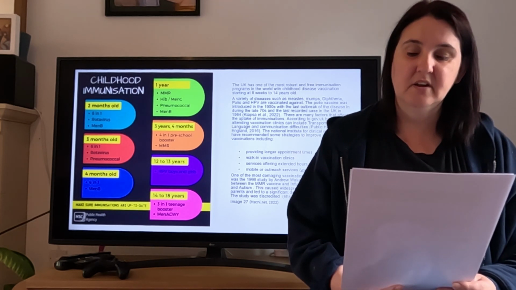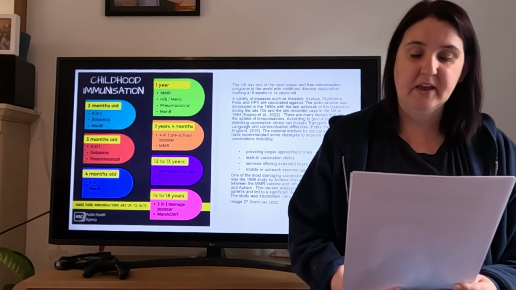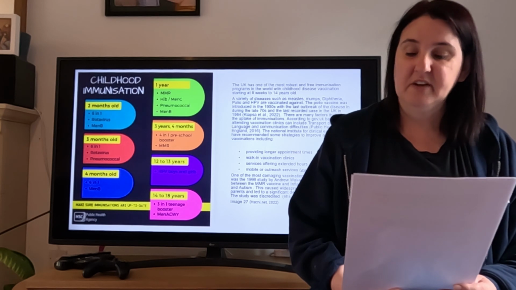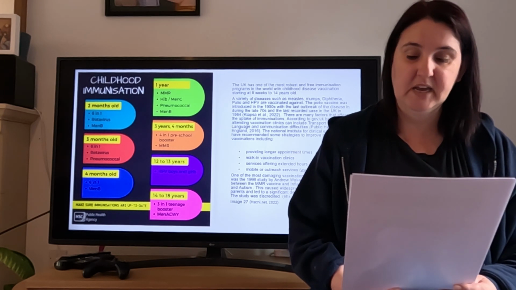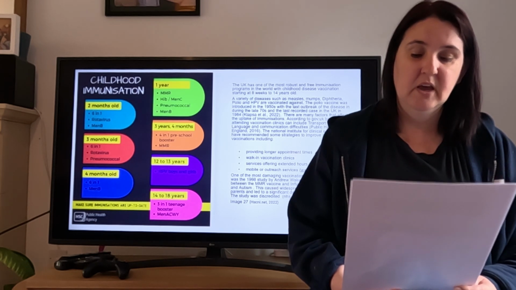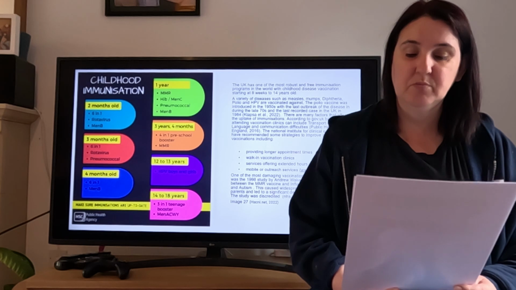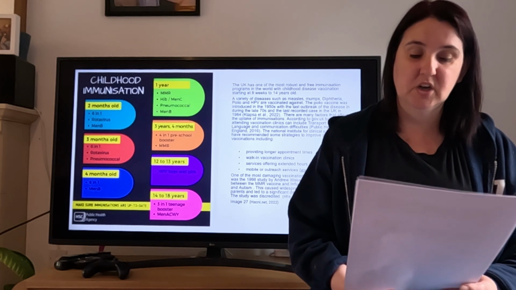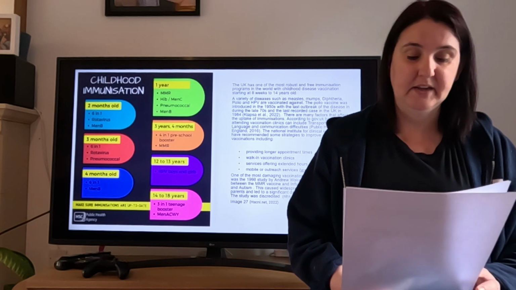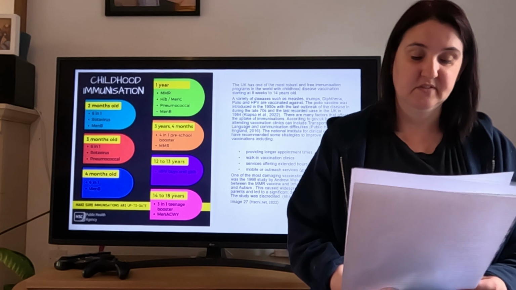There are many factors that affect the uptake of immunisations. According to the gov.uk, barriers to attending vaccination clinics can include transport difficulties, language and communication difficulties. The National Institute for Clinical Excellence have recommended some strategies to improve access to vaccinations, including providing longer appointment times, walk-in vaccination clinics, services offering extended hours, and mobile and outreach services.